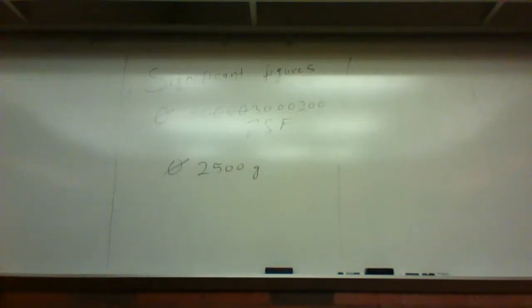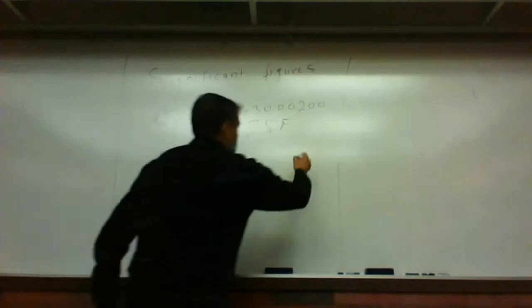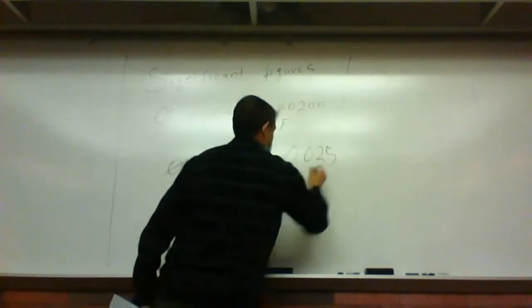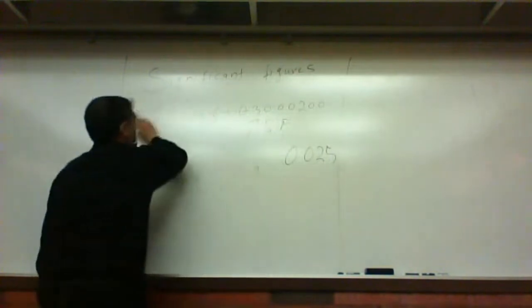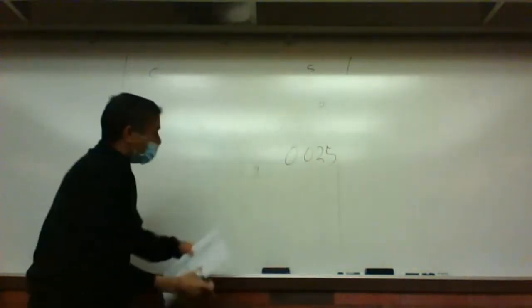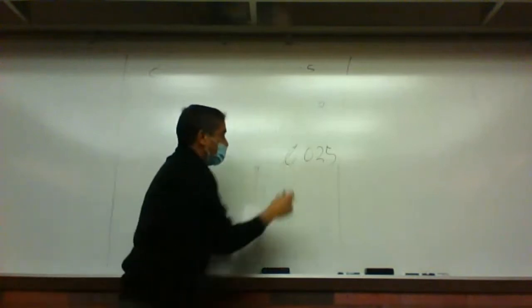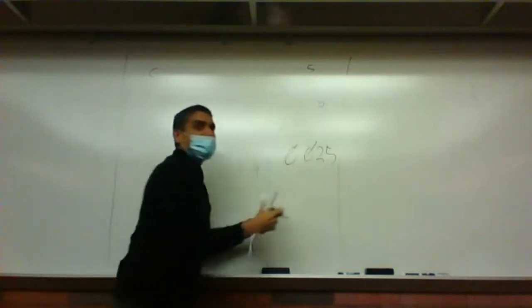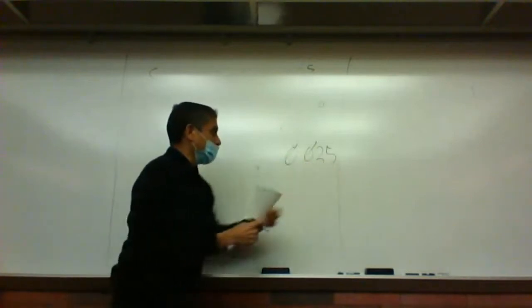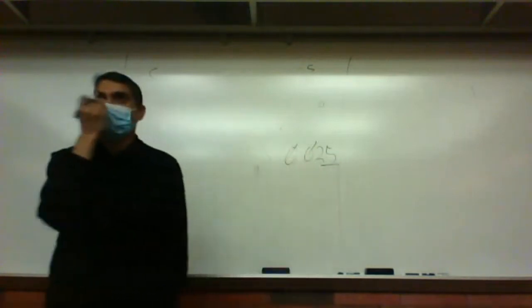Yeah. So let's write another one. 0.025. How many significant figures here? Again, this is a leading zero, not significant. This is also a leading zero, so there is no number before this, right? So these are not significant. So 1, 2, there are 2 significant figures here, yeah?